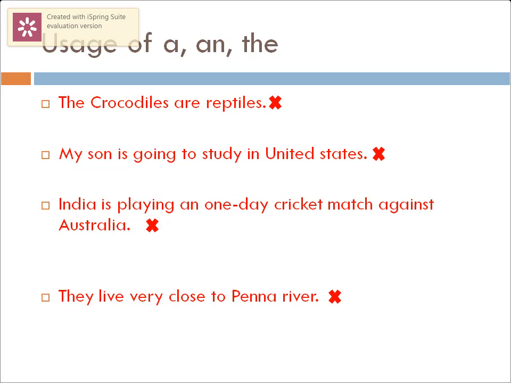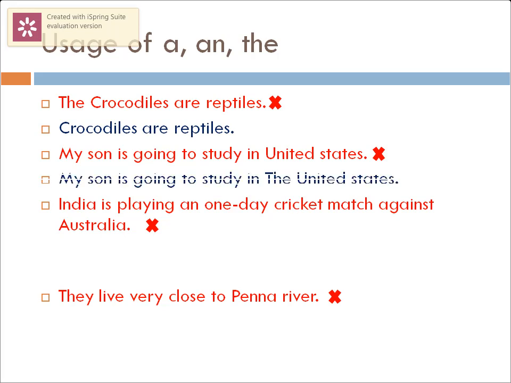Let's move on to the usage of articles and errors related to the usage of articles. Now, crocodiles denotes a class or a kind of animals. So it's very unspecific. So there has to be no article in this sentence. So, crocodiles are reptiles. My son is going to study in the United States, because we use the before names of countries which are plural in nature, like the United States, the West Indies, the Philippines.